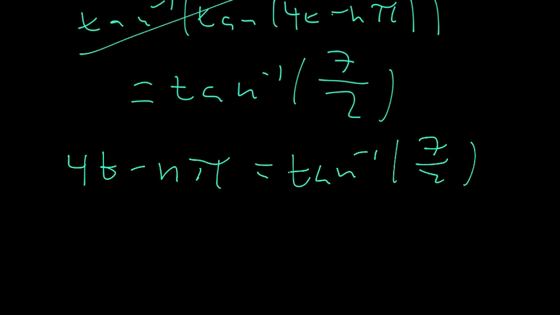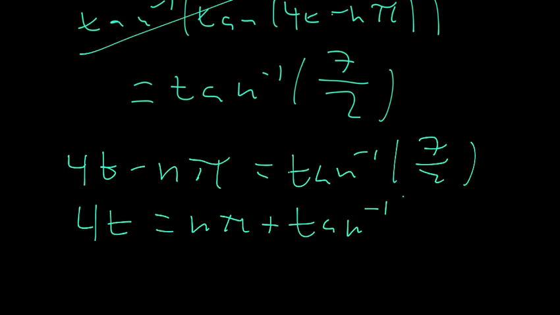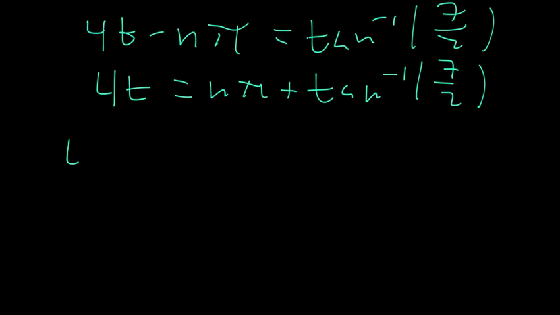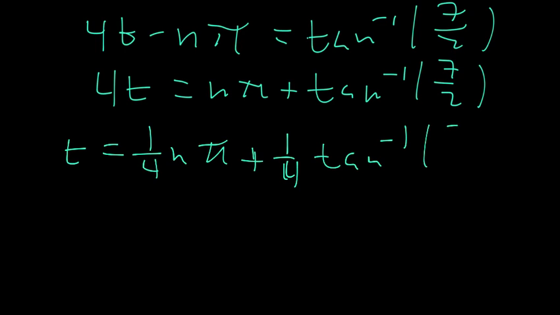So then we can add n pi to each side, and we'll get 4t equals n pi plus arctangent of 7/2. And lastly, to solve for t, we just need to divide by 4. So we'll get that t equals 1/4 n pi plus 1/4 arctangent of 7/2.